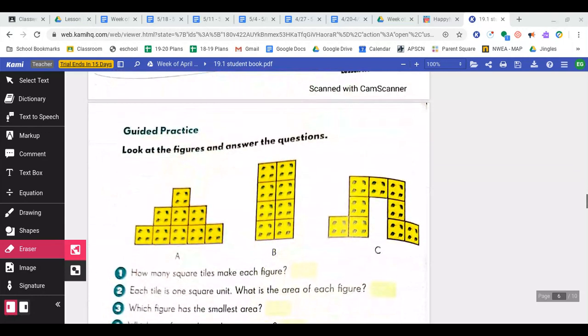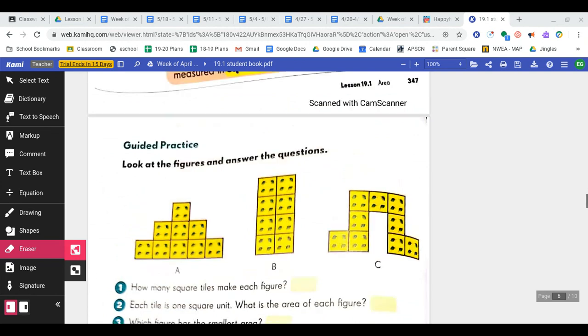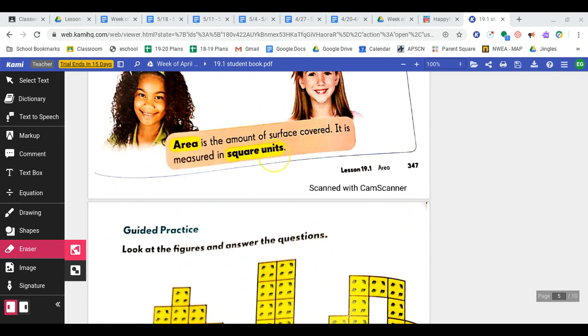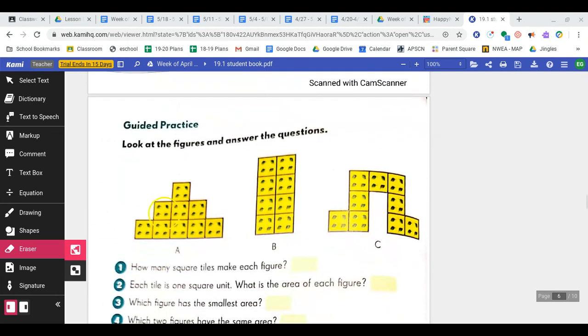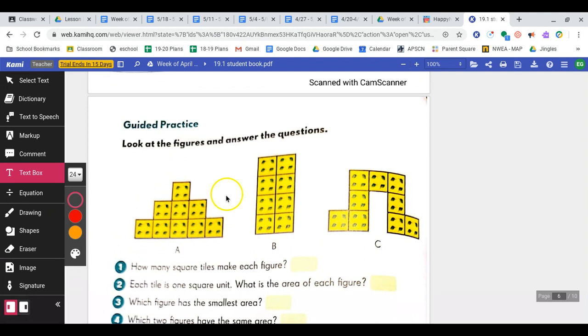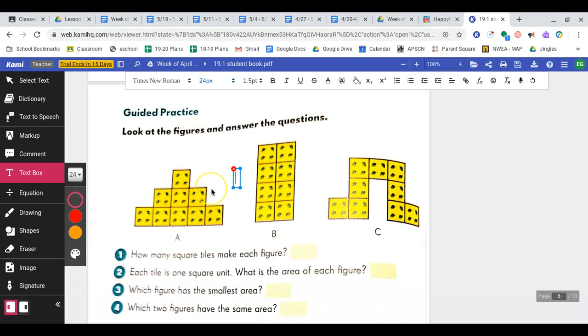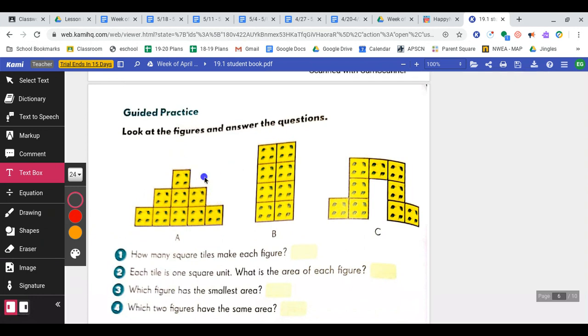So on the next page, 348, look at the figures and we'll count up how many there are. And then the answer will be in square tiles, or units squared is the more general term for that. Okay, so count these with me. 1, 2, 3, 4, 5, 6, 7, 8, 9. So we'll write it next to this one. We'll say figure A has 9 square units.